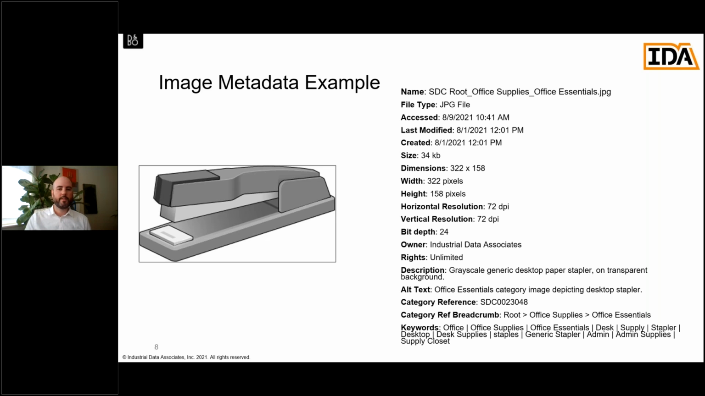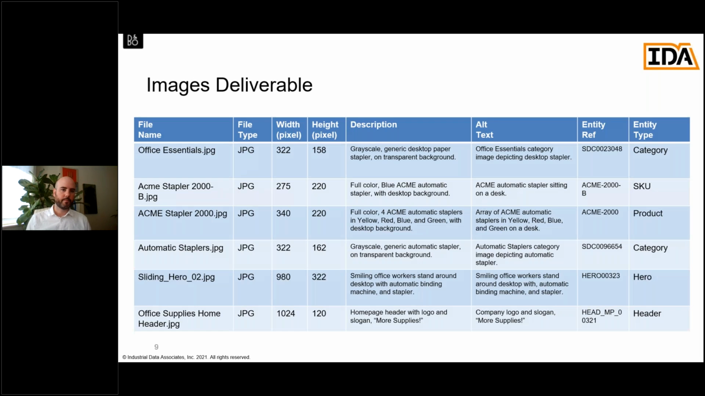You can see here also in this example, there's a rights metadata field, which has to do with those digital rights management and what you can do with these images. And then you can also see some examples of description versus alt text, as well as some of those keywords.